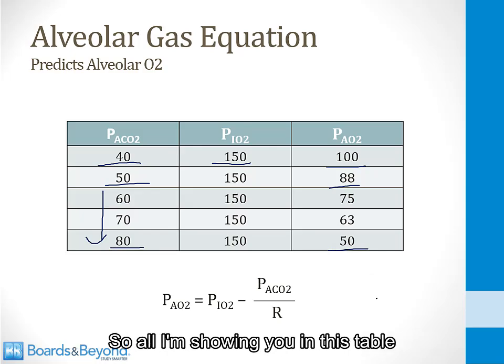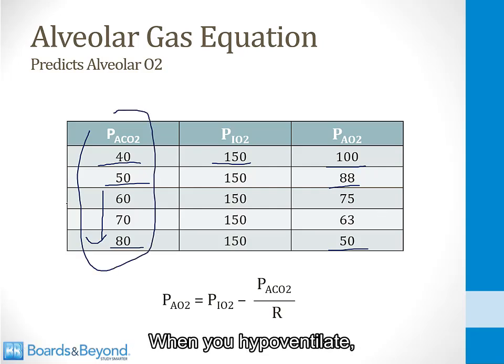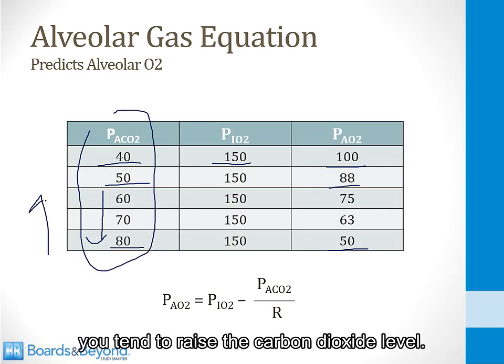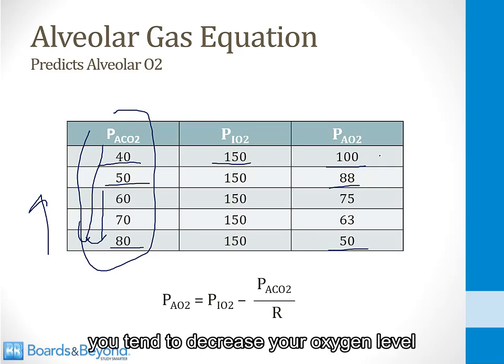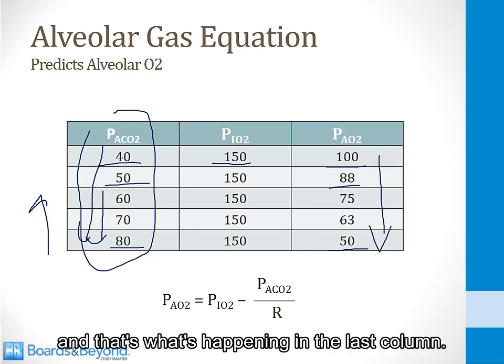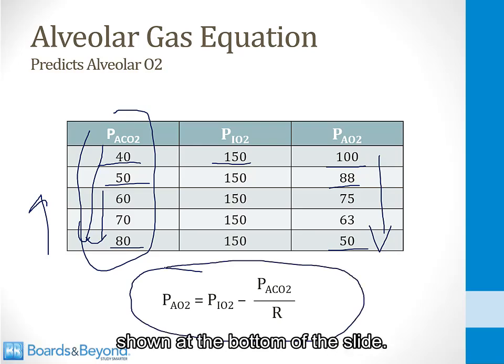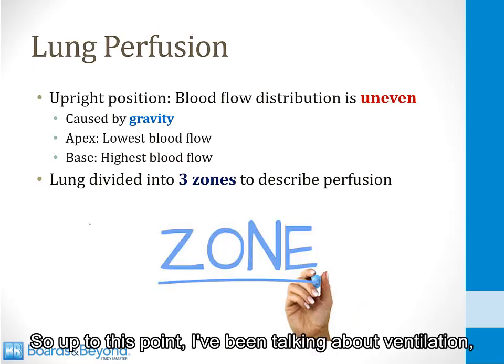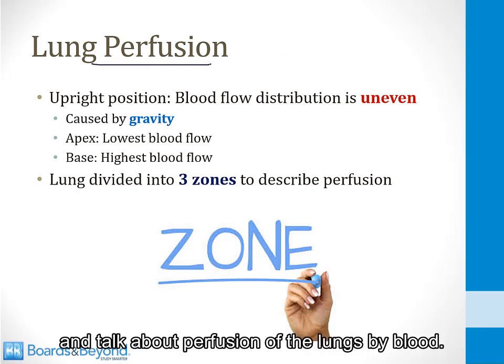So all I'm showing you in this table is the relationship between carbon dioxide and oxygen. When you hypoventilate, you tend to raise the carbon dioxide level. That's what's happening in this column here. And when you hypoventilate, you tend to decrease your oxygen level, and that's what's happening in the last column. And all of this comes back to the alveolar gas equation shown at the bottom of the slide. So up to this point, I've been talking about ventilation, but what I'm going to do now is switch gears and talk about perfusion of the lungs by blood.